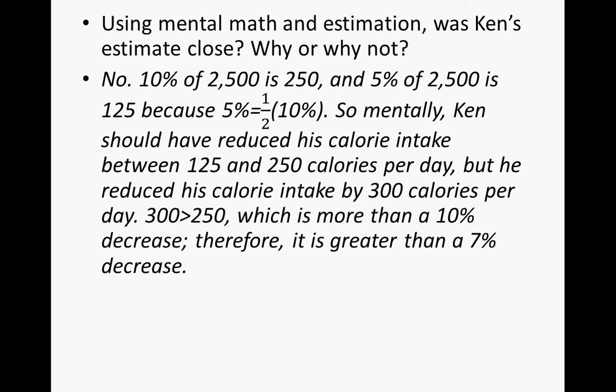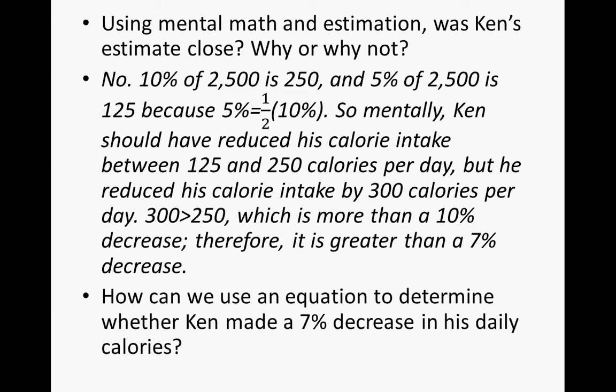Well, you should have said no. 10% of 2,500 is 250, and 5% of 2,500 is 125, because 5% is half of 10%. So mentally, Ken should have reduced his calorie intake between 125 and 250 calories per day. But he reduced his calorie intake by 300 calories per day. Well, 300 is definitely greater than 250, which is more than a 10% decrease. Therefore, it is greater than a 7% decrease.